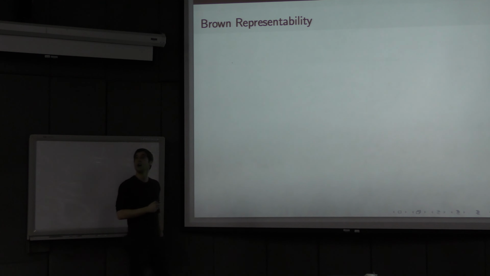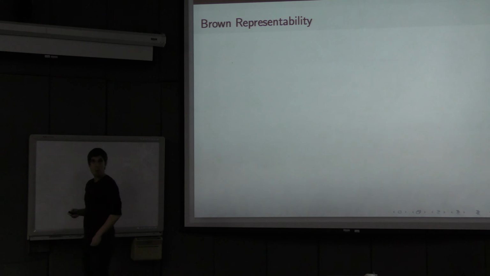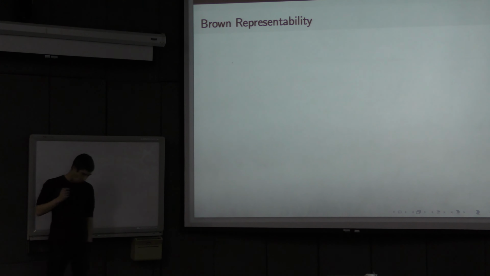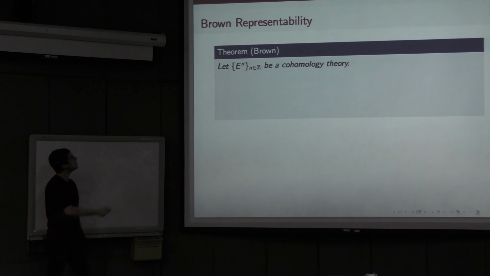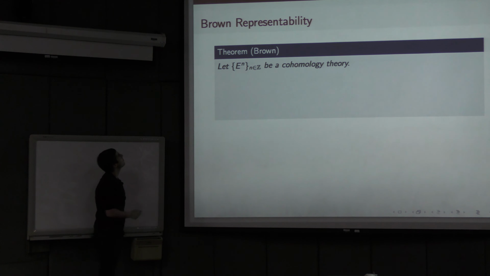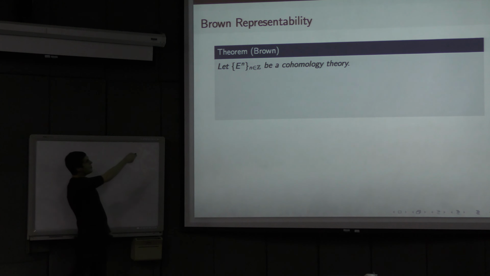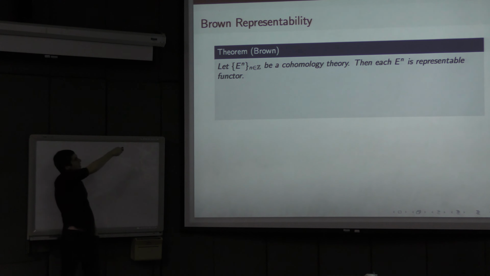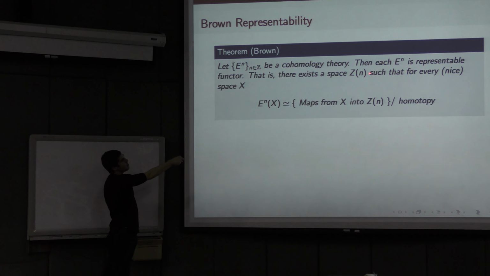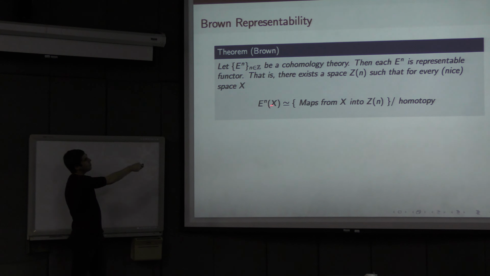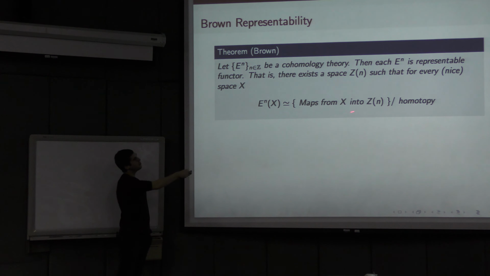So let me go back and talk about cohomology theories in general for a moment. One of the most important things that you can say about cohomology theories in general is that they're always representable. So let's say I give you a cohomology theory. Remember, that means a sequence of invariants of topological spaces. Brown representability is the statement that in this situation, each of these En is actually a representable functor in the homotopy category of topological spaces. In other words, for each n, there's a space Zn such that the nth cohomology group of X can be identified with the set of homotopy classes of maps from X into the space Zn.